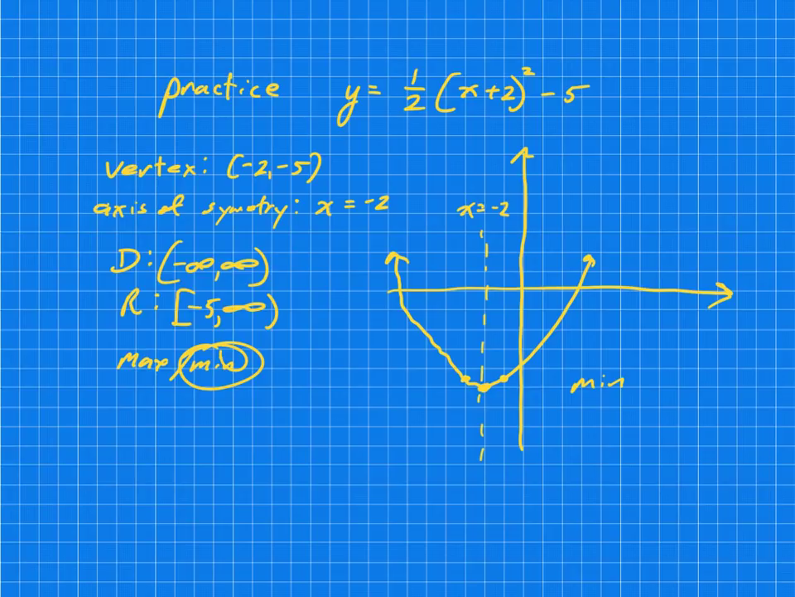There are other forms that you can see. For instance, this is also in vertex form. In this case, the vertex is going to be 0, 2. Sometimes, if the value of h is 0, we just write it as x squared. So just be aware that you might see something like that.